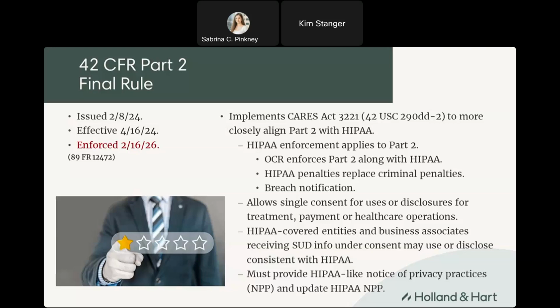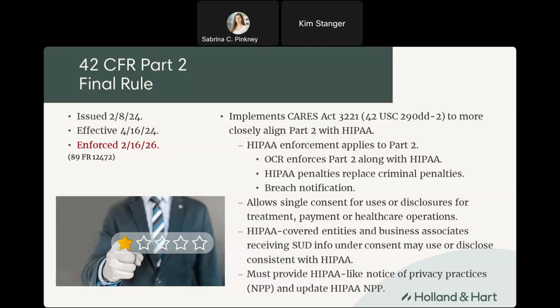Some other important changes. It now allows Part 2 programs to use a single consent for any uses or disclosures that are for purposes of treatment, payment, or healthcare operations. So you can have a patient sign a single consent at the outset, and that applies to all further disclosures for treatment, payment, or healthcare operations until the patient withdraws that consent. You don't need a specific consent for each one of those, but it only applies to treatment, payment, or healthcare operations. For other disclosures for other purposes, you would need a separate consent unless you fit within an exception under Part 2.